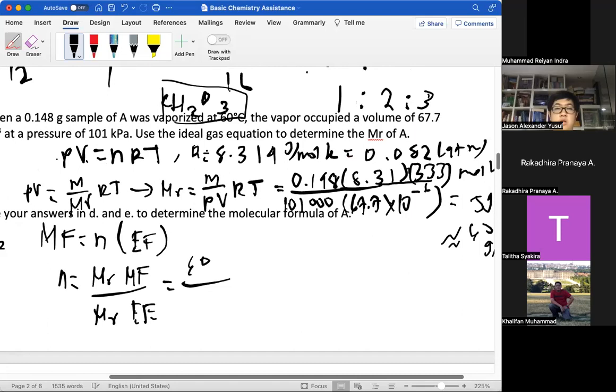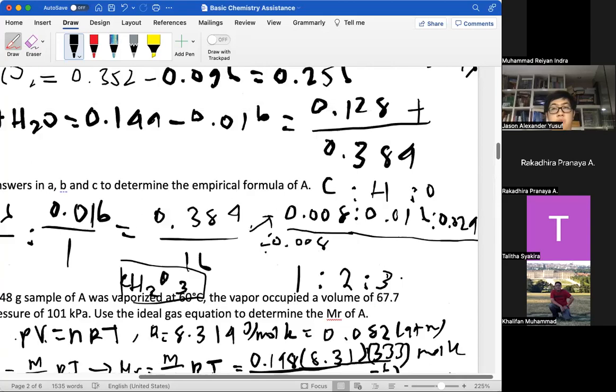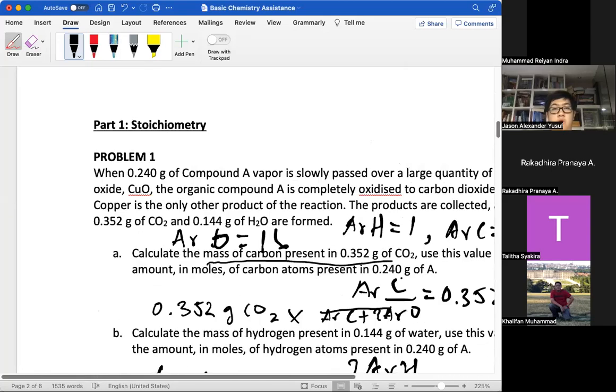All we need to do is just sum up the AR, which is 12 plus 2 plus 3 times 16. 3 times 16, that's 48. 48 plus 2, that's 50. And so, wait, 12 plus 2 plus 48, I don't want to get the calculations wrong. So this is 60 over 62. And if we were to round up this value, we will get a value of 1. Hence, your molecular formula is the same as your empirical formula, and it's CH2O3. Okay, so we're done with problem number 1. Are there any questions so far?